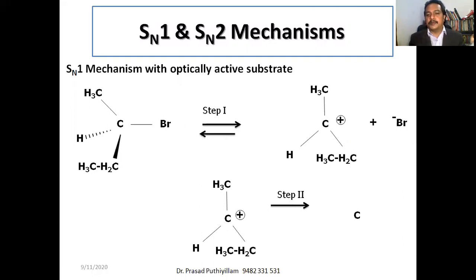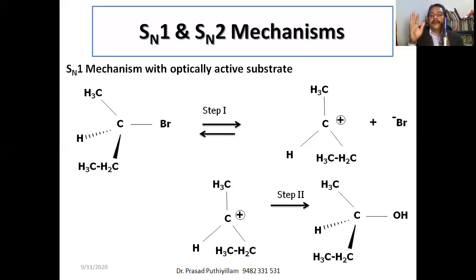So in step two, you can say that the CH2CH3 group will come facing towards us. The OH group will be on the plane of the screen, CH3 also on the plane of the screen, and hydrogen goes away from the observer. Okay, so that is the first possibility, if the hydroxyl ion attacks from one side, the right side.